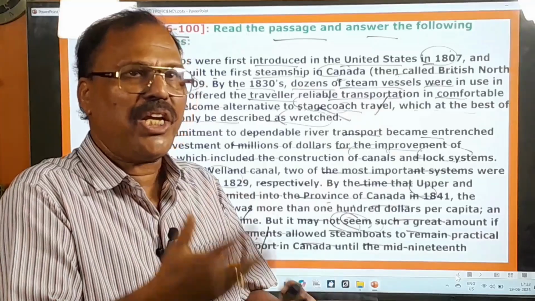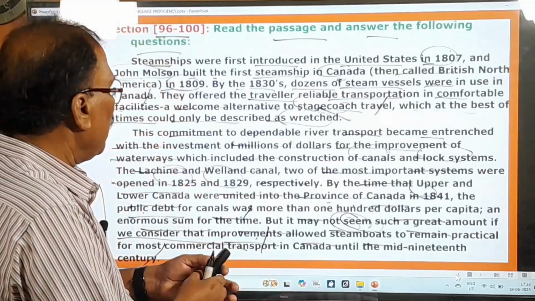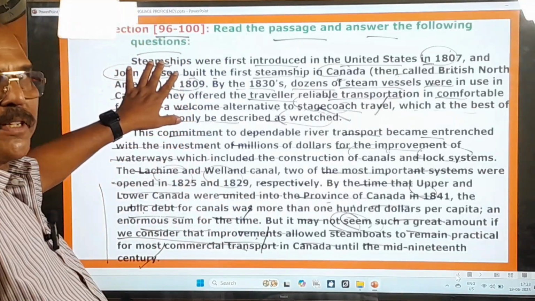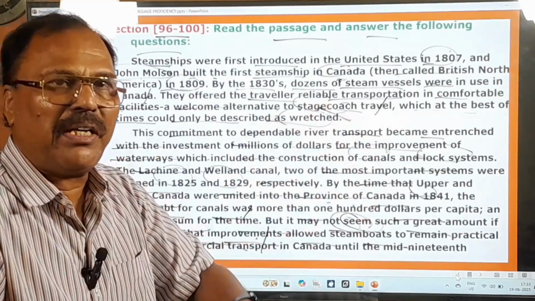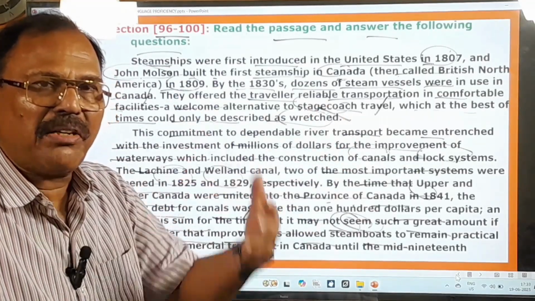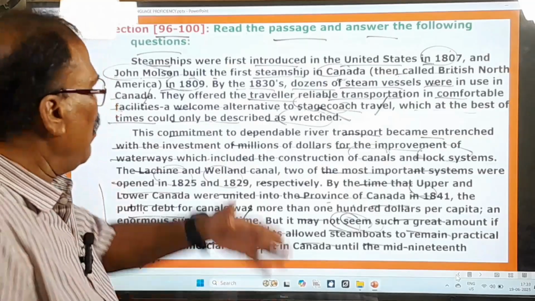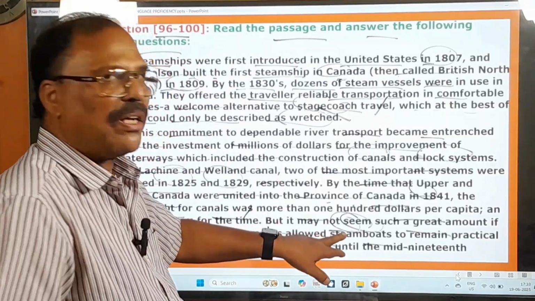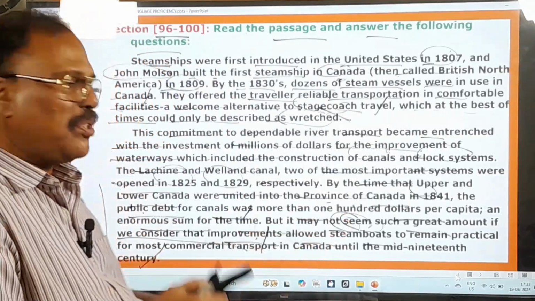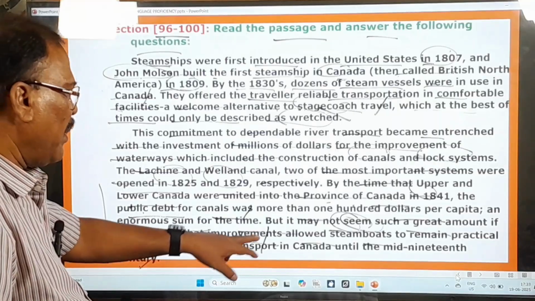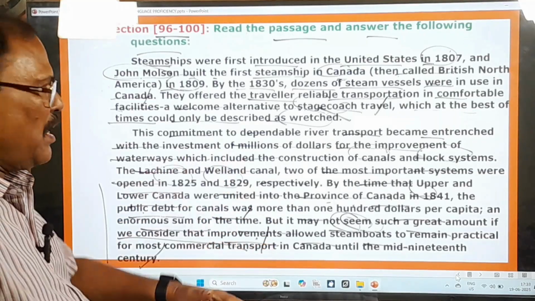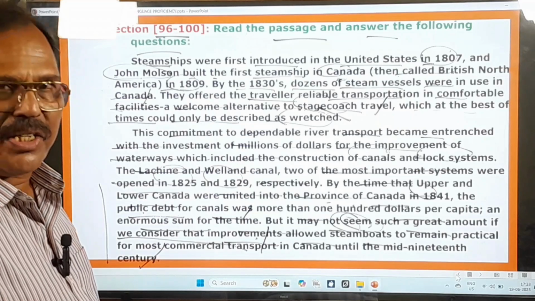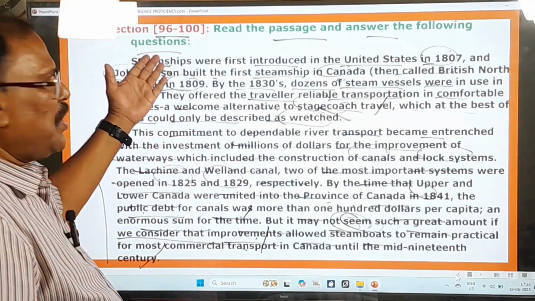So the days have changed. Similarly, earlier there used to be big steamships. Afterwards, as the government invested more money in the development of waterways and canals, then what happened? These steamboats were also invented, and they were also used for commercial purposes in Canada until the mid 19th century. Until the mid 19th century, these steamboats were used extensively along with the steamships.